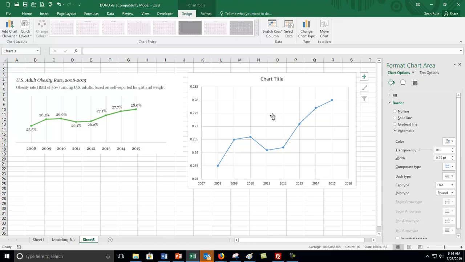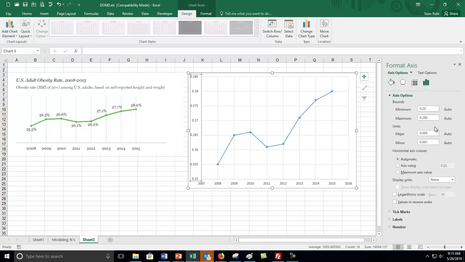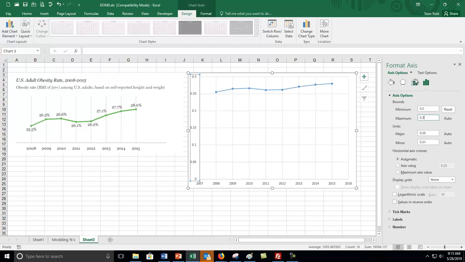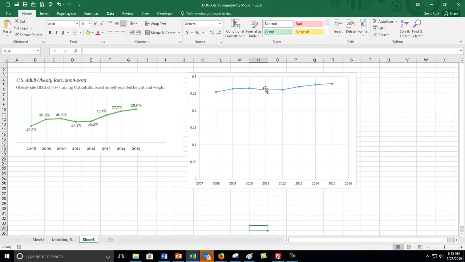Okay, but the problem is you can make this not look anything like theirs, i.e., make it look correct by simply making the vertical axis start at zero, and then you get this little change right here, which is hardly any of a change at all.